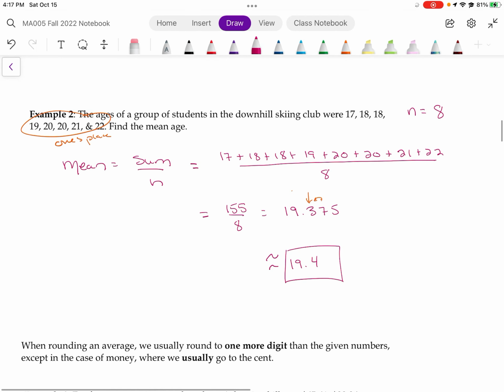All right, so when rounding, remember, we usually round to one more digit than the given numbers, except in the case of money, where we usually just go to the cent. Not always, but we usually go to the cent. And remember, cent is the hundredths place. Cent means 100, or hundredth, right? The hundredths place, the second decimal over.